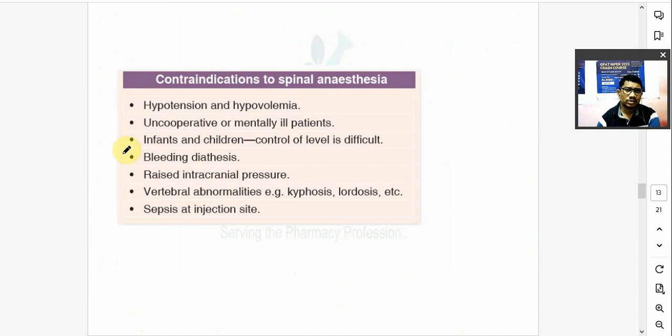Contraindications to spinal anesthesia. If you have hypotension or hypovolemia, meaning less volume, then it is contraindicated. It is also contraindicated in uncooperative or mentally ill patients, so it should not be used in them. In infants and children, control of the level is difficult, that's why it is not used.